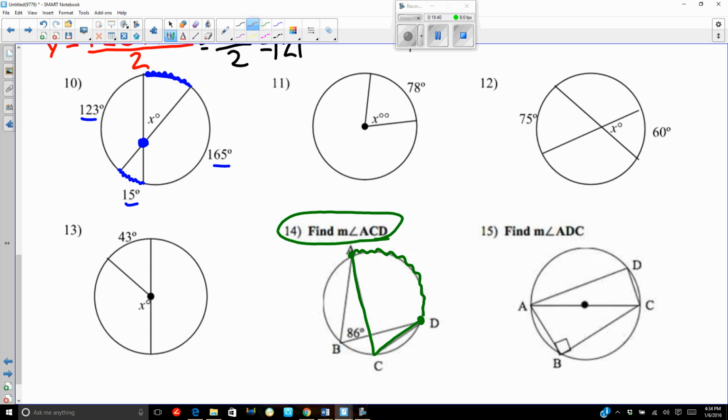Now, if you look at the angle they give us, angle ABD, which actually intersects the exact same arc. So if they intersect the exact same arc, that means they're both equal to half that arc. We do know what half that arc is. They give it to us. It's 86 degrees. So since they both intersect the same arc, they're both 86 degrees.